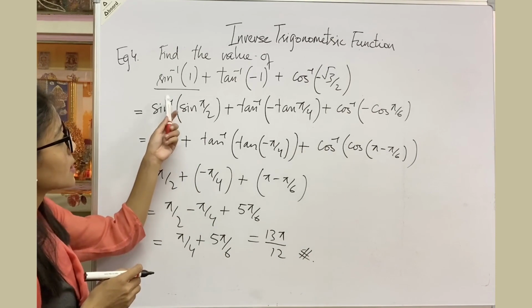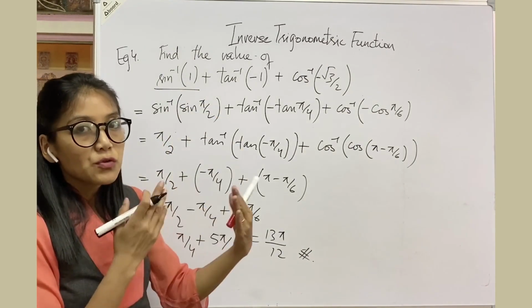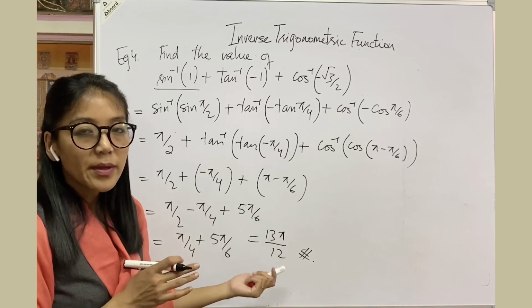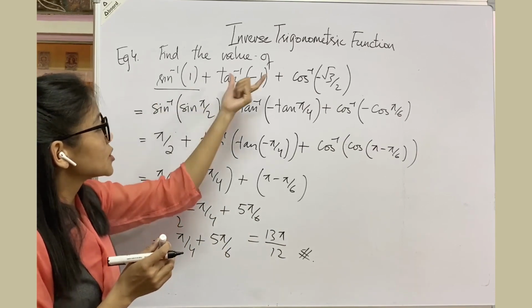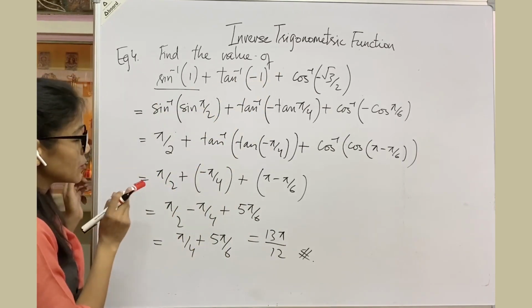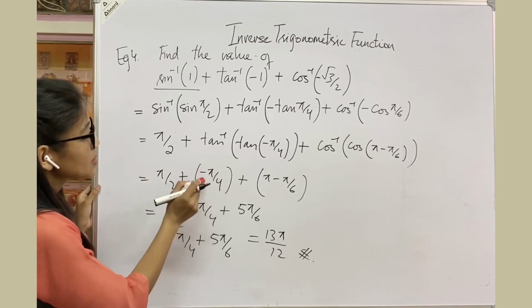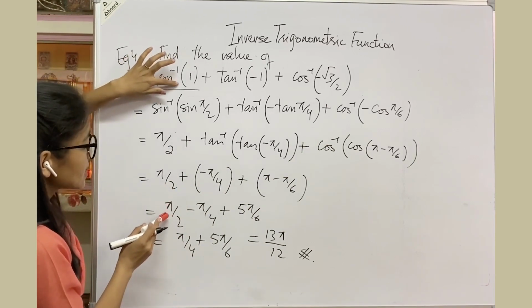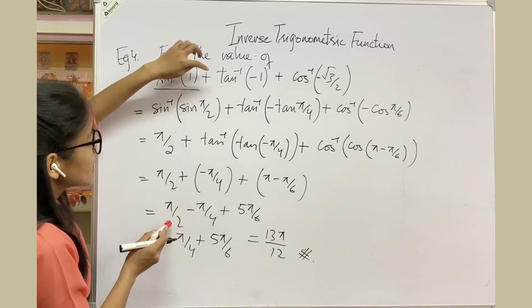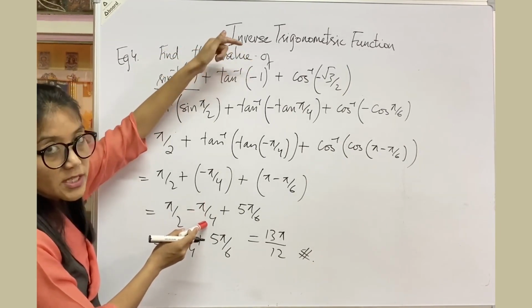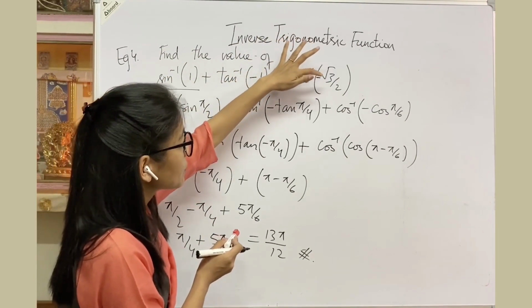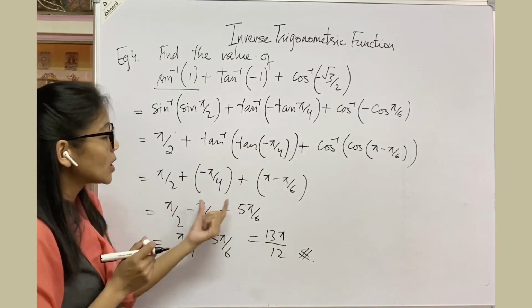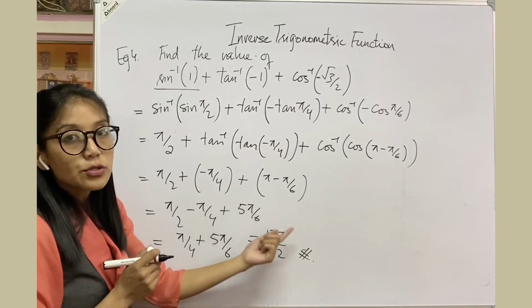Now since it is the sum of a few inverse trigonometric ratios, the value need not lie in any principal branch. It can be any value. But separately, for each of these you have to find its principal value. This lies in the principal value, this lies in the principal value, and this lies in the principal value. Sine inverse of 1 is equal to pi by 2, which lies in the principal branch. Tan inverse of negative 1 is negative pi by 4, which again lies in the principal branch. Cos inverse of negative root 3 by 2 is 5 pi by 6, which lies in the interval 0 to pi. So separately they all lie in the principal branch, but together it need not lie in any principal branch.